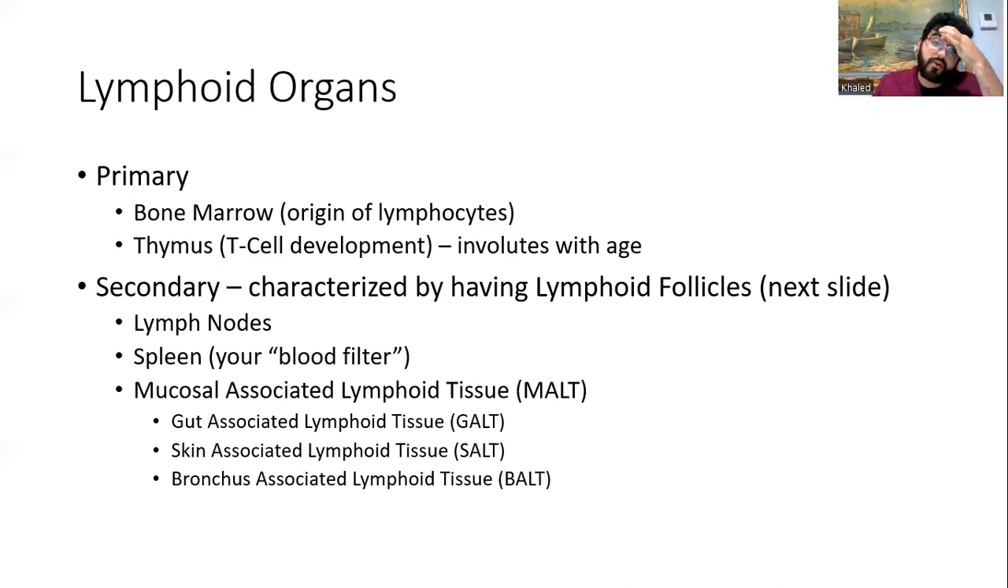Today we're going to be talking about the secondary lymphoid tissues, and we're going to start with the lymph nodes because really, if you can understand a lymph node, it makes understanding everything else easier, including your spleen, your blood filter, and the MALTs. Also, your tonsils, and the adenoids, which are just like your upper tonsils, are lymphoid tissue as well.